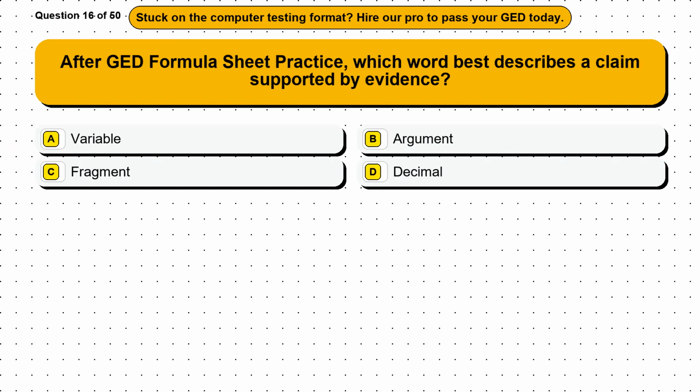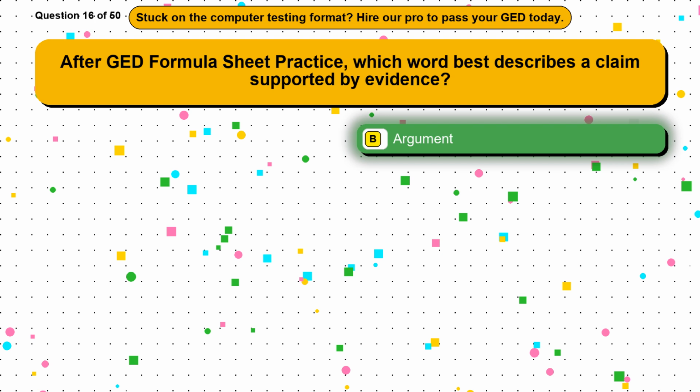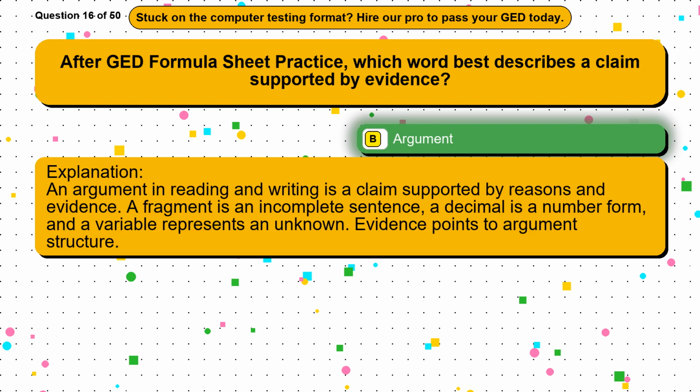Question 16. After GED formula sheet practice, which word best describes a claim supported by evidence? Option A, variable. Option B, argument. Option C, fragment. Option D, decimal. The correct answer is option B. Argument. An argument in reading and writing is a claim supported by reasons and evidence. A fragment is an incomplete sentence, a decimal is a number form, and a variable represents an unknown. Evidence points to argument structure.